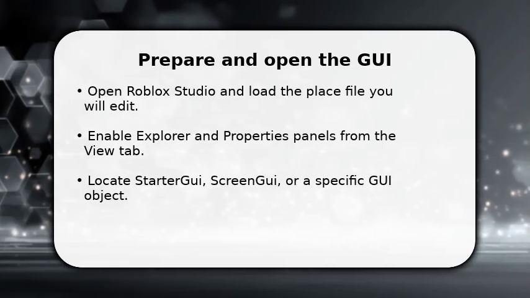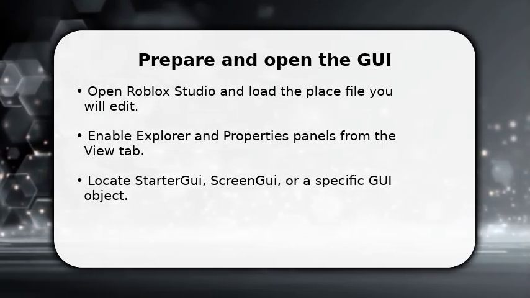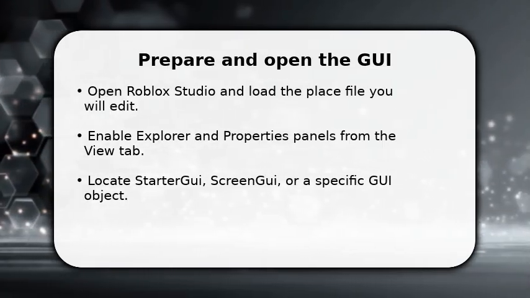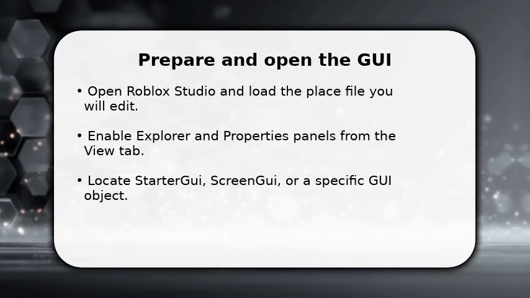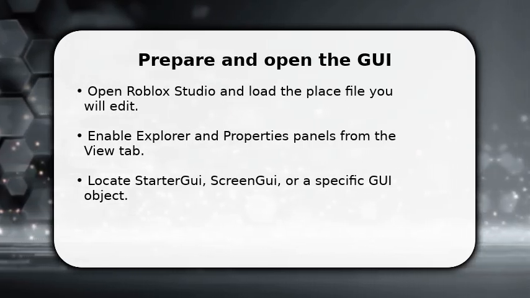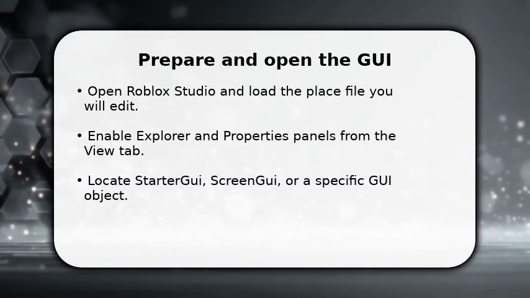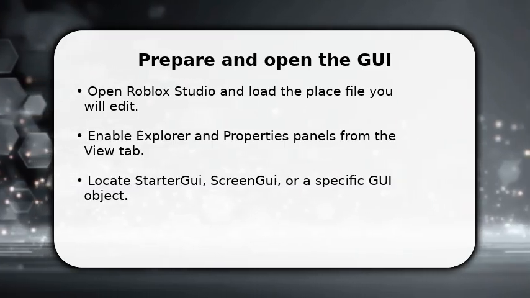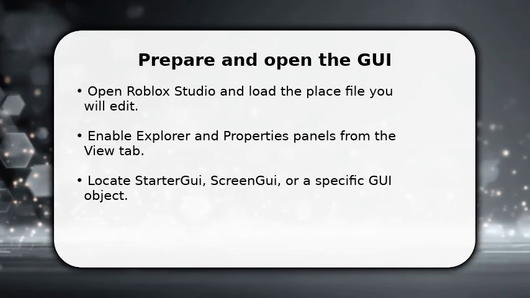You start by opening Roblox Studio and loading the place you will edit. This is where the GUI lives. Next, make sure Explorer and Properties are visible so you can inspect objects. Find StarterGui, then open the ScreenGui you want to change, because changes there replicate to players.